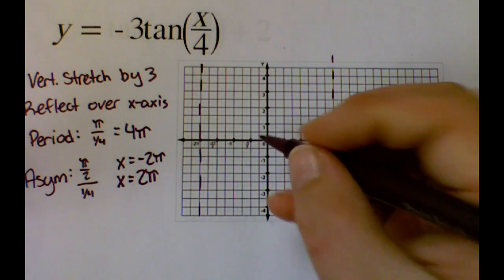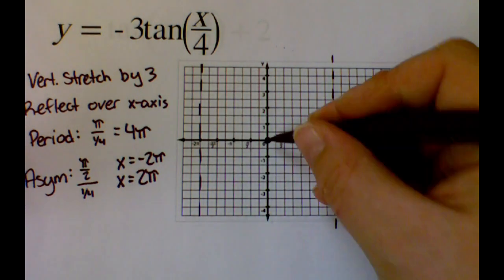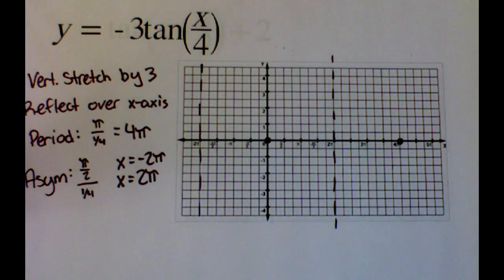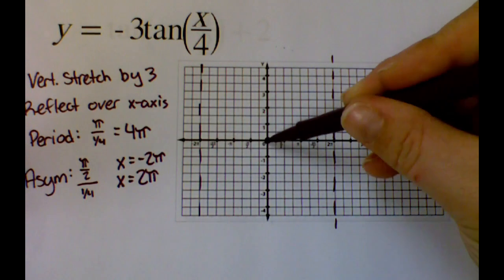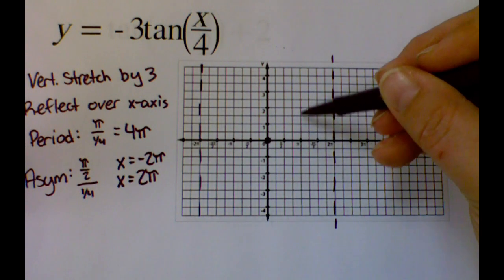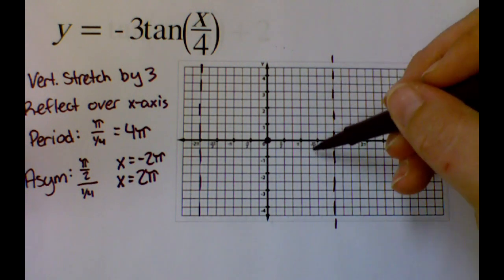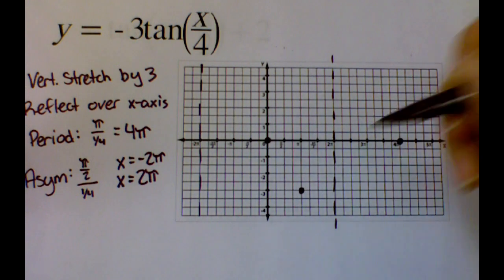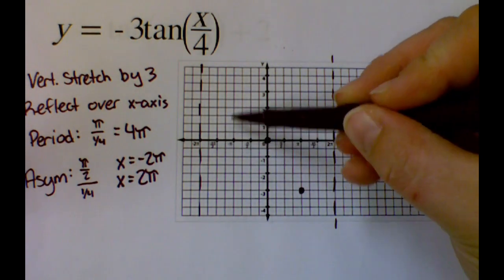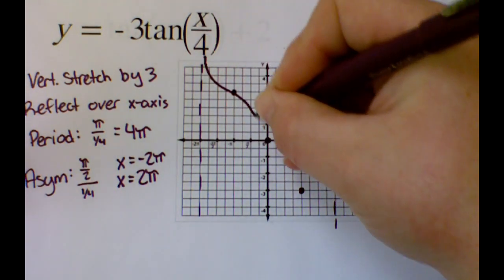My x-intercept is going to be right in between those two asymptotes, so it's staying at 0. And then every 4 pi, so 4 pi. My vertical stretch, well, normally right in between the x-intercept and the asymptote is my point where I hit 1. Instead of hitting 1, I'm going to hit 3 since I stretched it by 3. But I reflected over the x-axis, so at pi, I'm going to hit negative 3. And over here at negative pi, I'm going to hit positive 3. And then we make our big squiggle.